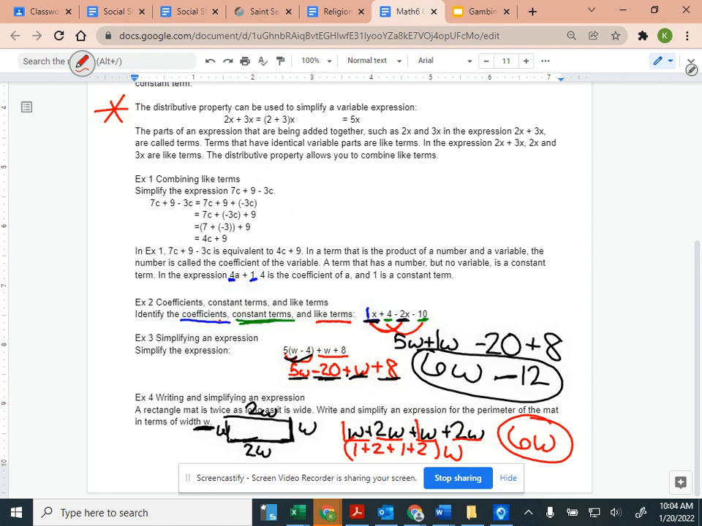Okay, we're going to go through the workbook page to see how we're doing. Our workbook page for this objective is 85 and 86. So page 85 and 86.